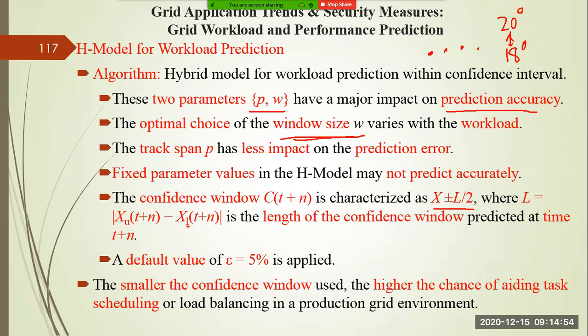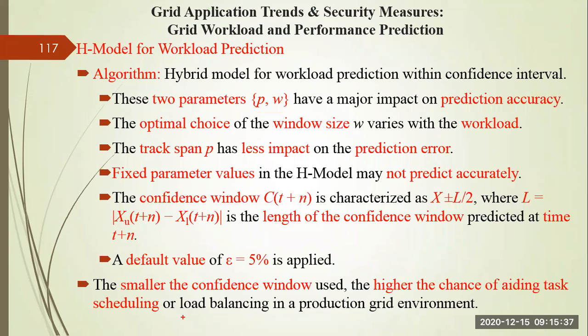of the load index. XT is your load index that you are going to do, right? That is the length of the confidence window predicted at time T plus N. So you have to check the lower bound as well as upper bound of the load index. Based upon that, you have to calculate. And this default value of epsilon is generally 5% applied. That is noise. Whenever you are designing a particular model, the model may have some noise that is taken as 5%. And the smaller the confidence window, the higher the chance of adding task scheduling and load balancing in a production grid environment. If the confidence window size is low, then task scheduling and load balancing is required in the grid environment.